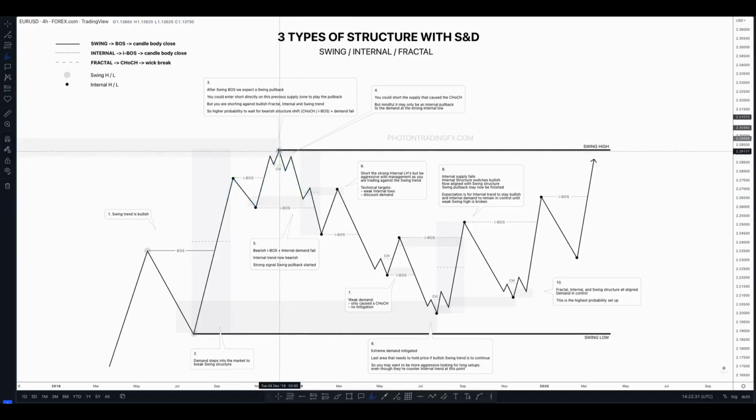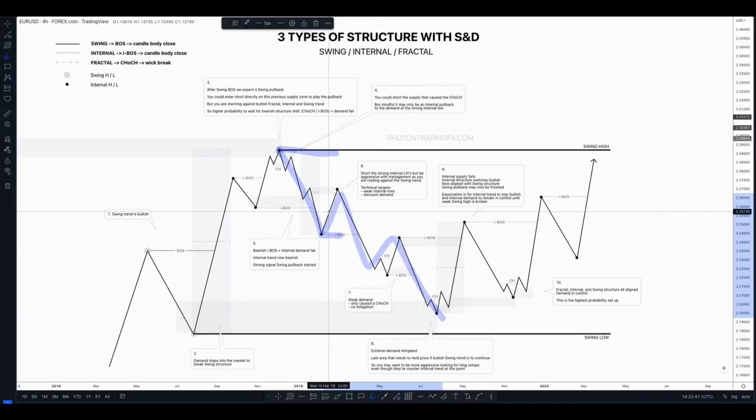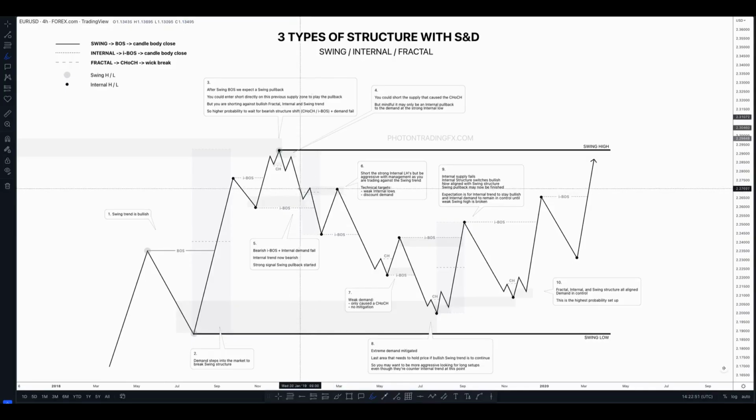Now, as we see in this example, price reacts from demand, but it ends up failing, okay? So now we've got that bearish IBOS, which is a much stronger structure shift. The internal structure is now bearish, between this internal high and this internal low, and now we've got a lot more confirmation to play that pullback, okay? So that would be when you've got even more confirmation, and again, you can look for where the supply came in to cause that bearish IBOS.